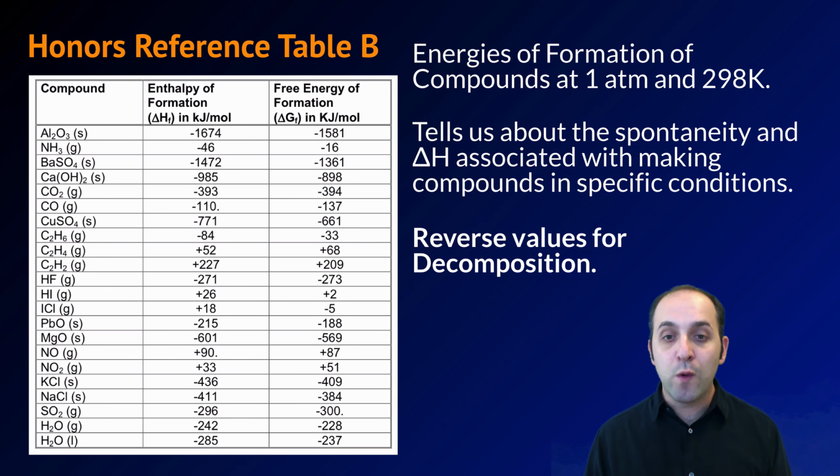Of course, we can also reverse these values for the decomposition of these substances into their elements at 1 atmosphere and 298 degrees Kelvin. So if something is made spontaneously, it will be decomposed non-spontaneously with the same delta G value, but just with an opposite sign. The same holds true for delta H. If it's endothermic going one way, it has to be equally exothermic going the other way. We can use reference table B in the Gibbs equation to solve a variety of problems related to the spontaneity of different processes. Let's go and look at a couple of examples.